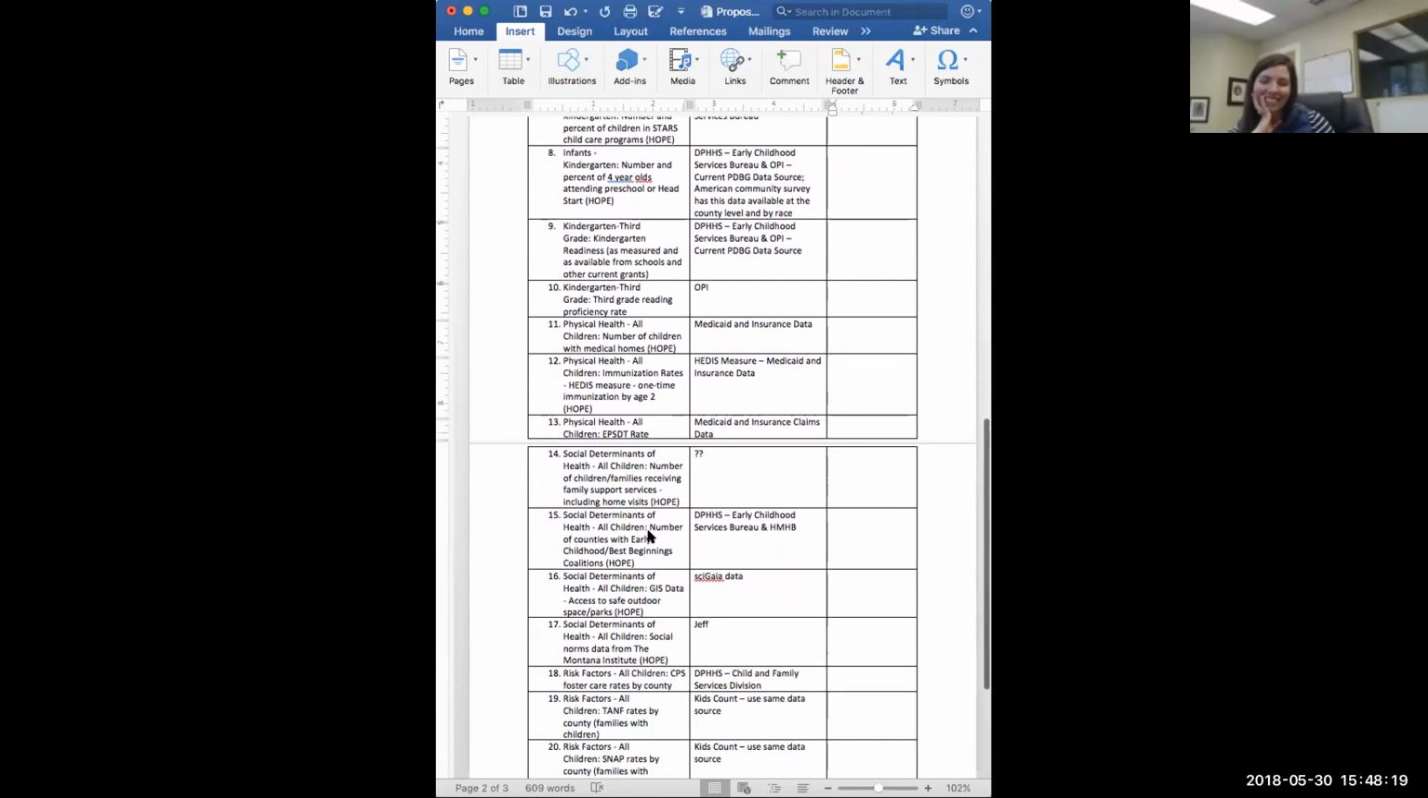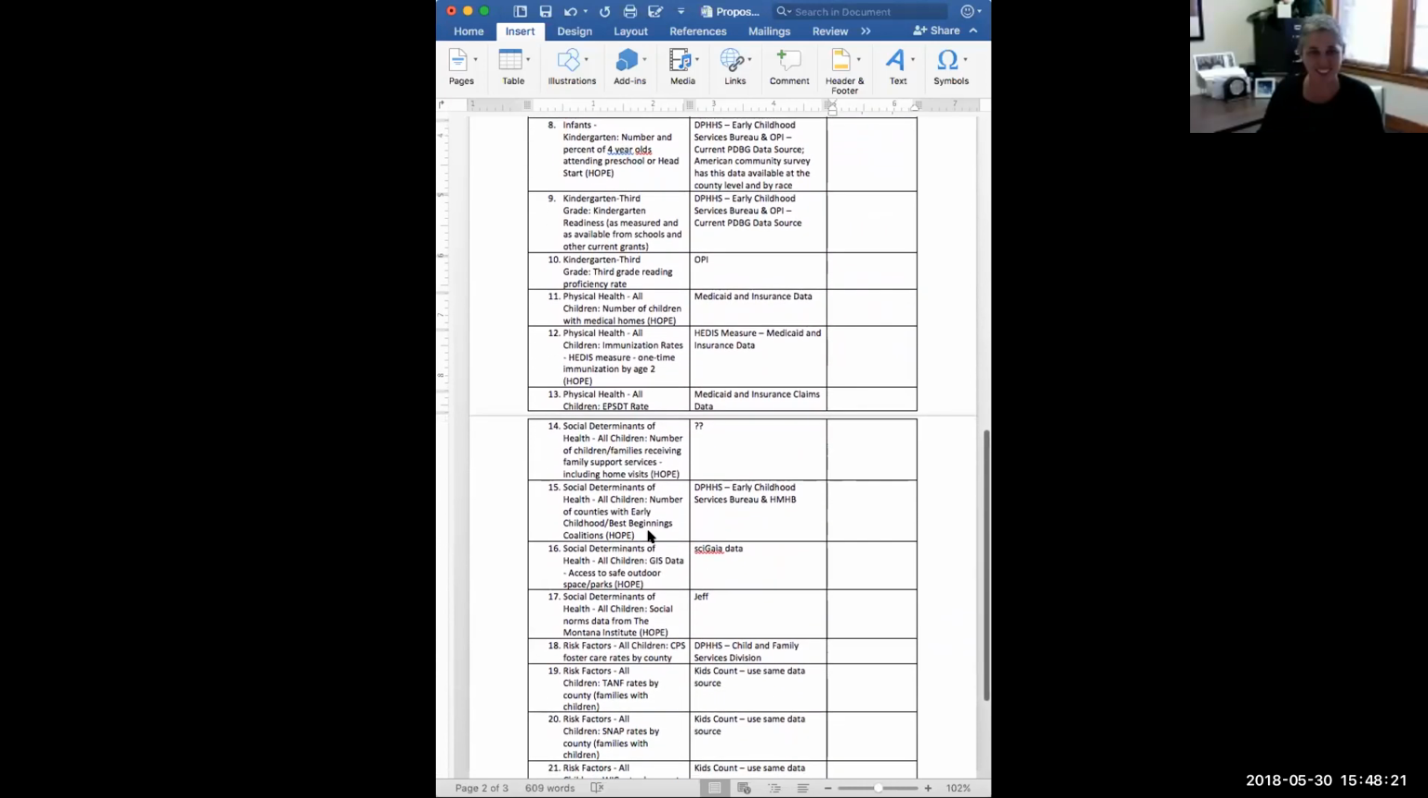All right, then moving on to kindergarten through third grade, there are only two measures that we had gotten. One was kindergarten readiness, and that would be just using the measures that are available, like we had talked about from OPI and/or DPHHS from current grants, although to be frank, this has been a challenge even in the current grants, so my own feeling is this might be a challenging one. And the second one would be third grade reading proficiency rates, which seems much easier to gather.